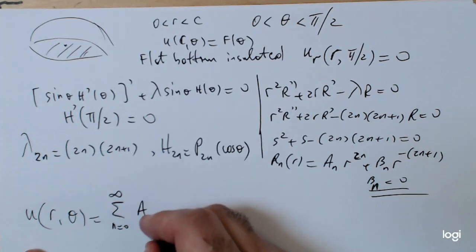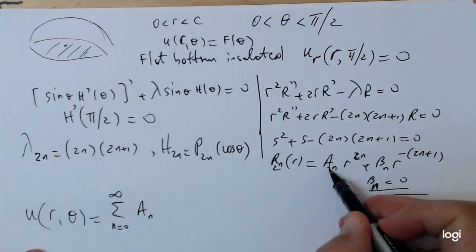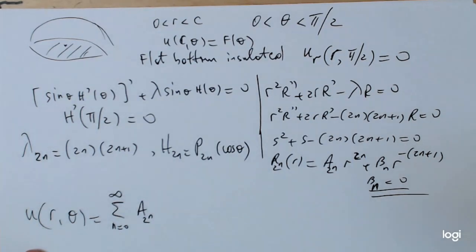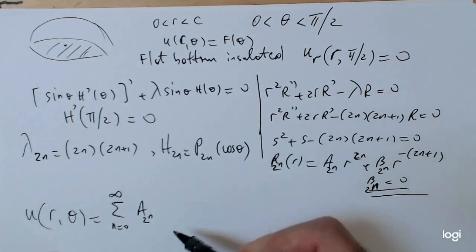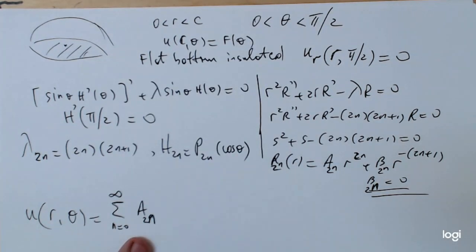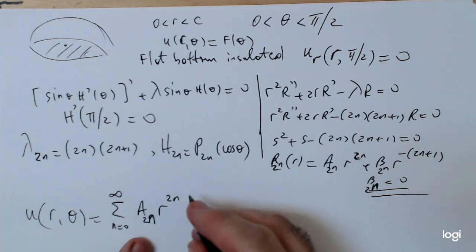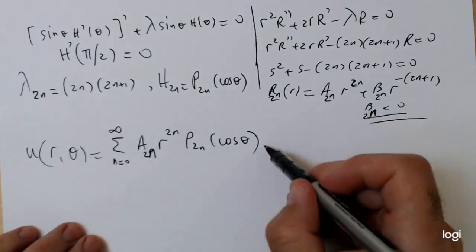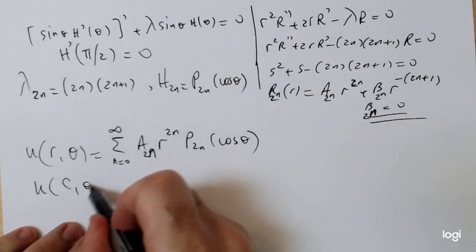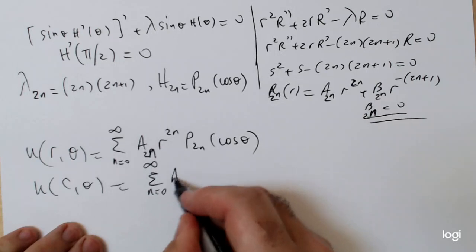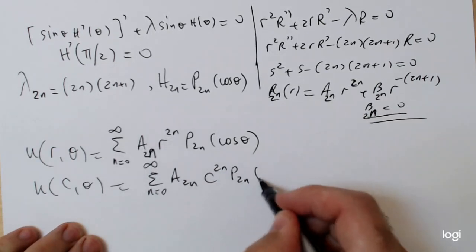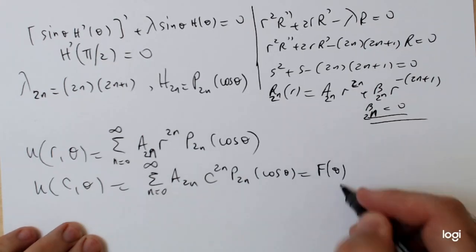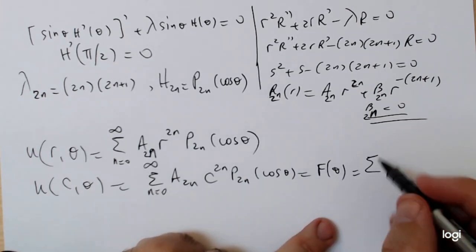a_n. Let me actually keep track of this. Let's say a_2n, right? I mean, it's not a big deal, but I think it's better to be consistent and actually use the 2n index for all of these, because you go to the even coefficients only. So a_2n r to the 2n P_2n of cosine of theta. And then when the time comes to find a_2n, you plug in c for r, and then the question is to get f of theta in terms of an even Legendre series.